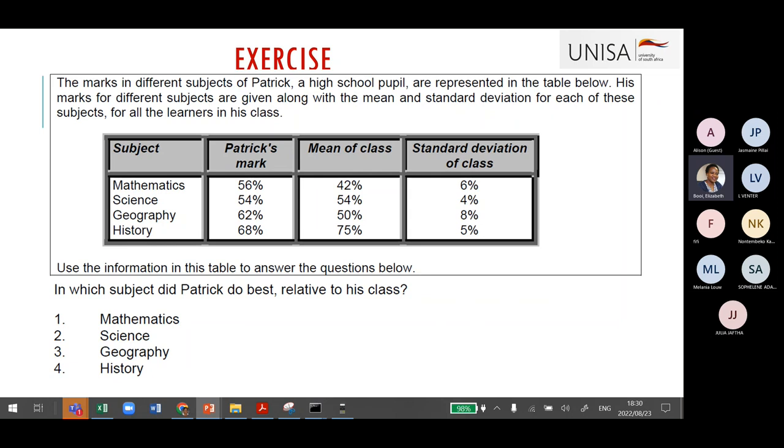In which subject did Patrick do best relative to his class? So we need to calculate the Z-score for Patrick for all the subjects. There are four subjects. I'm going to do one, you're going to do two, all three, and then we're going to look at the scores afterwards. So I'll start with the mathematics one so that I show you how to do that, and then you can do the rest.